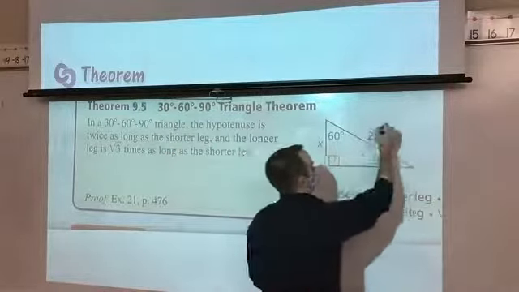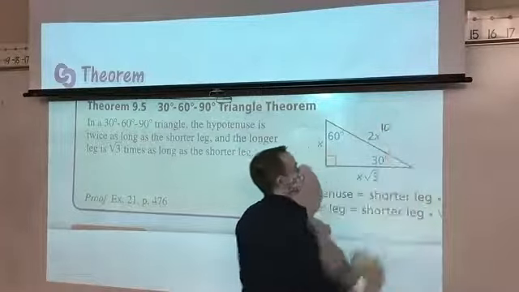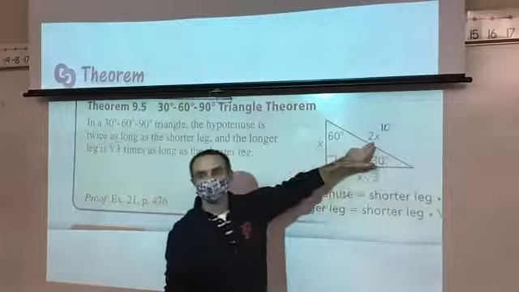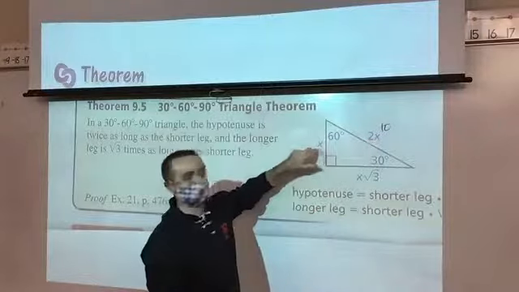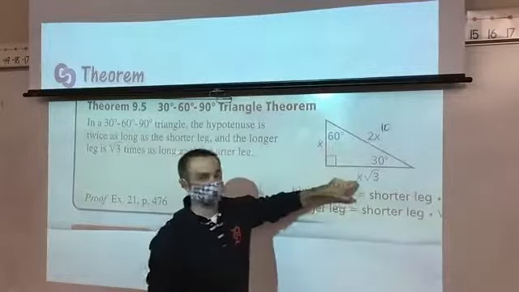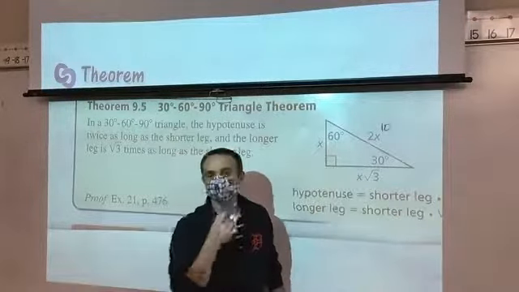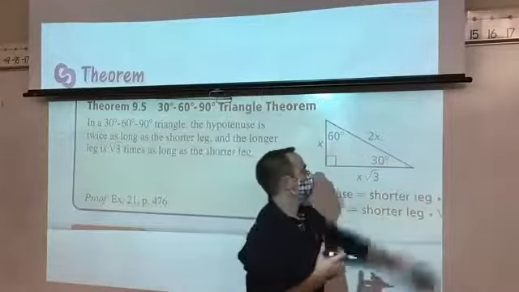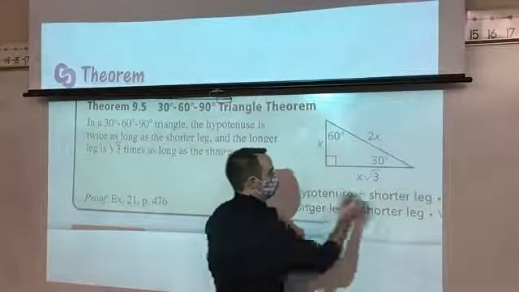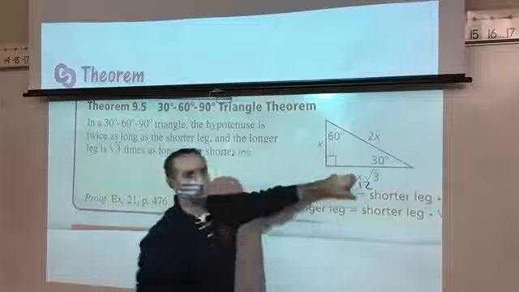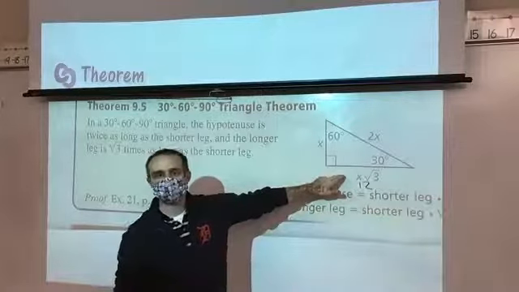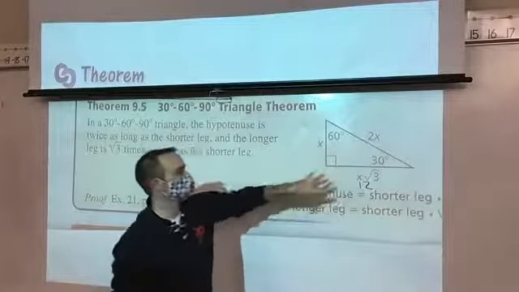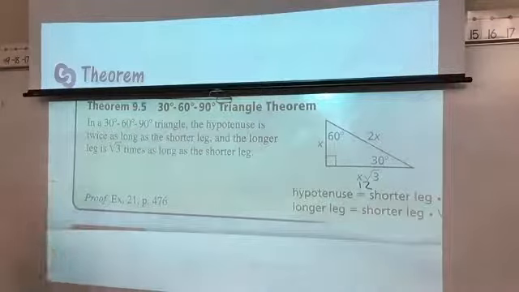If they give us a 10 here, what's this going to be? 5. What's this going to be? 5 root 3. Nice and easy, right? So the trickier part comes in: what if they give us the number here? I want you to talk to somebody and see if you can figure out what those other ones are going to be.